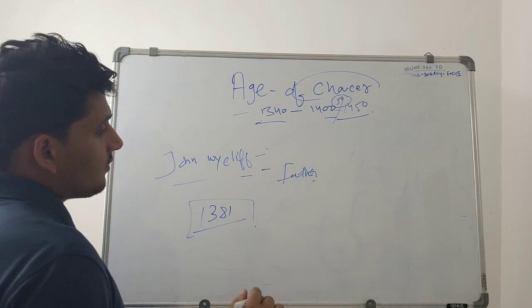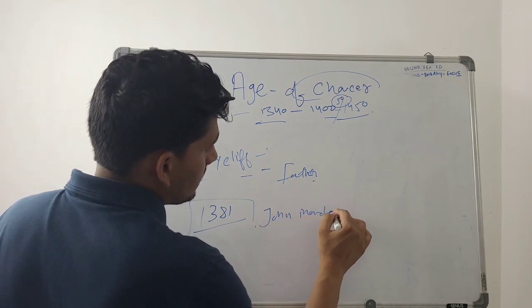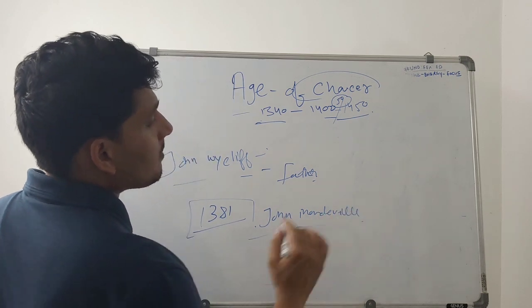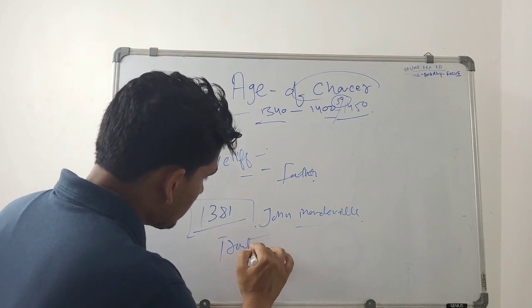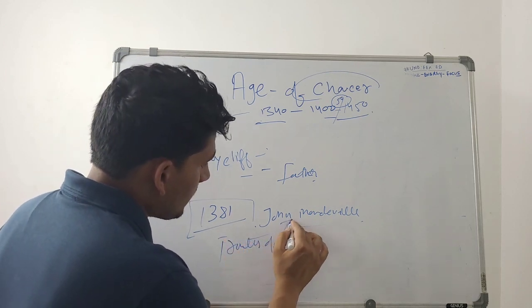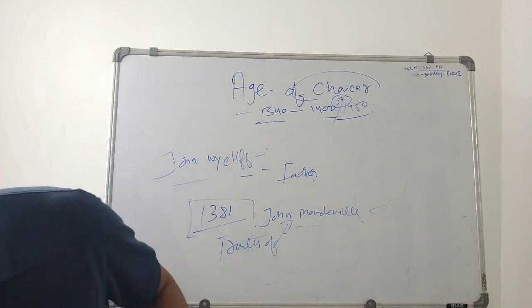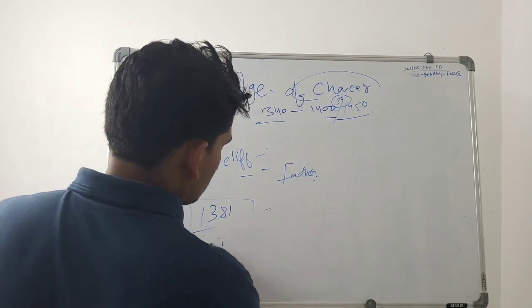Another prose work we have here is by John Mandeville. Mandeville wrote the Travels of John Mandeville. That is another prose work of this age, and he is one of the minor writers of the age.